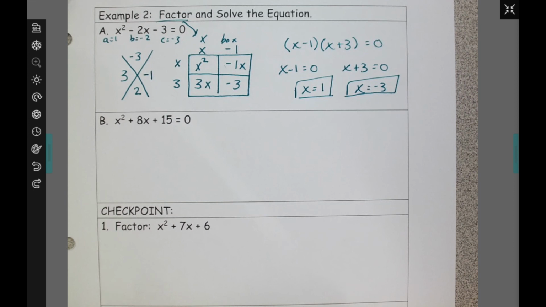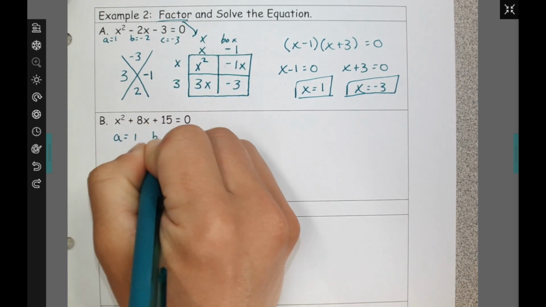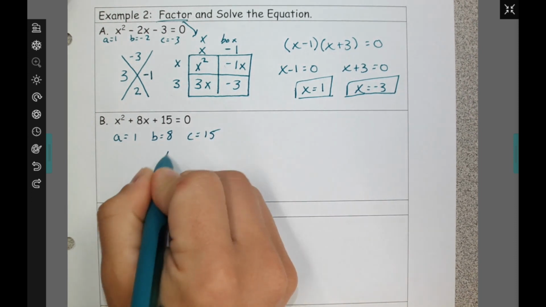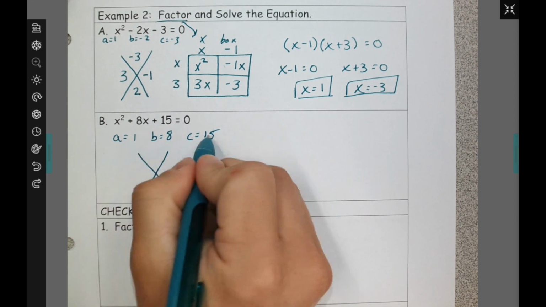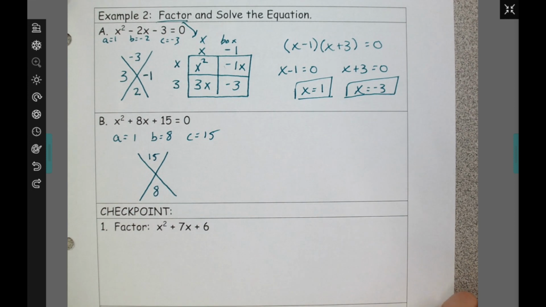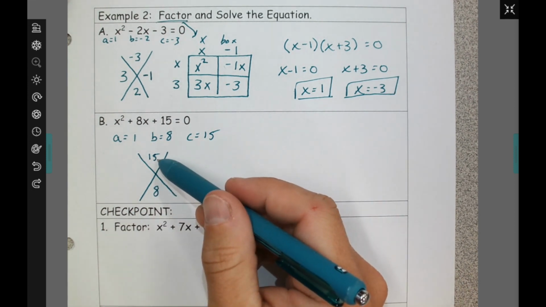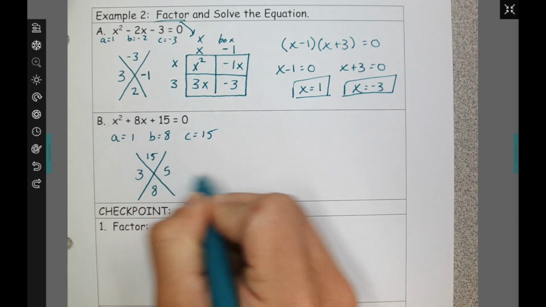Example B, we're going to go the same route. So factor, you got to find A, B, and C. Make our X. Up top, I got 1 times 15 is going to be 15. Down below goes my 8. So the factors of 15, numbers that multiply to give me 15 and add to give me 8, will be 3 and 5.